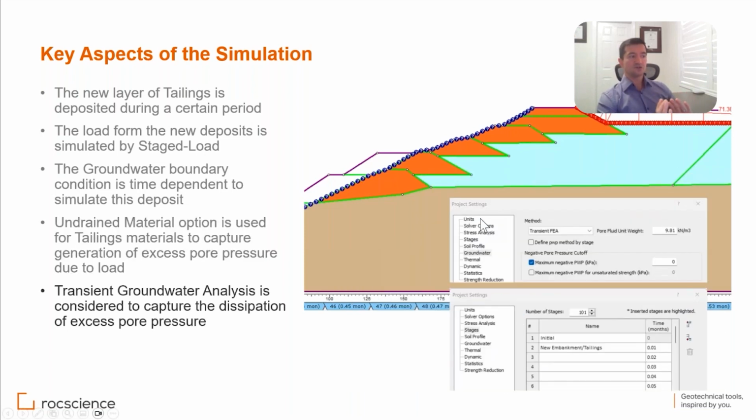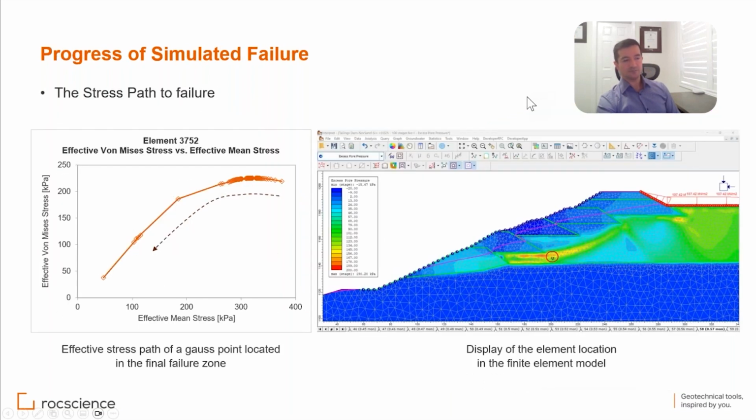Now, to consider some transient groundwater analysis and dissipation of the excess pore water pressure during the time that this embankment, this new layer of tailing, is being deposited, I'm also running a transient groundwater analysis. So the whole combination of this setting that I have here is going to predict what the process to failure is going to be.